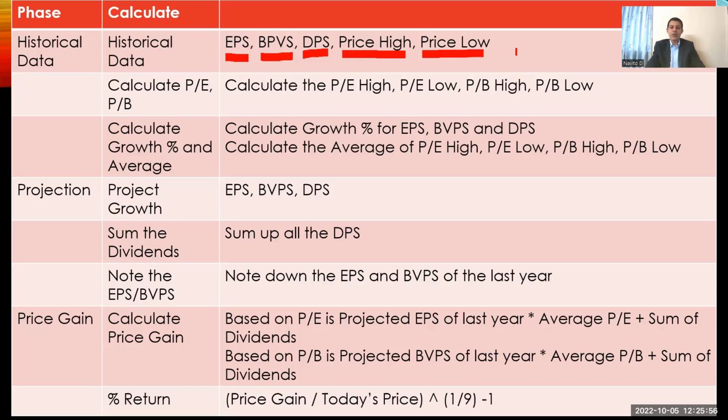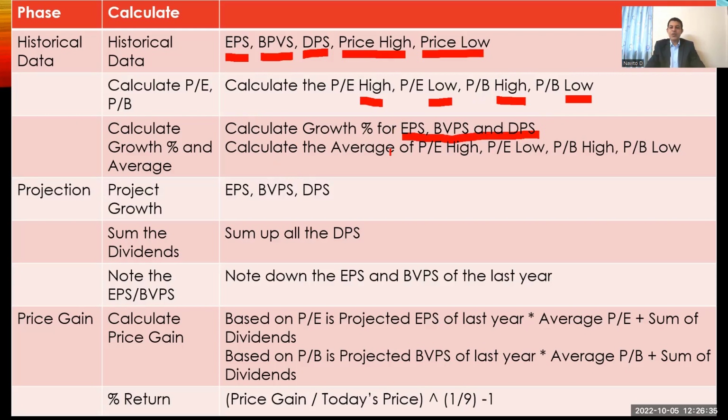So now that we have our historical data with respect to EPS, BVPS and DPS as well as the prices, we go into our next step, which is we calculate the PE ratio of both the high value as well as the low value for each year. Once we calculate the PE ratio, we also calculate the PB ratio for each year. Then we identify the growth rate of EPS, the growth rate of BVPS, and the growth rate of DPS as well.